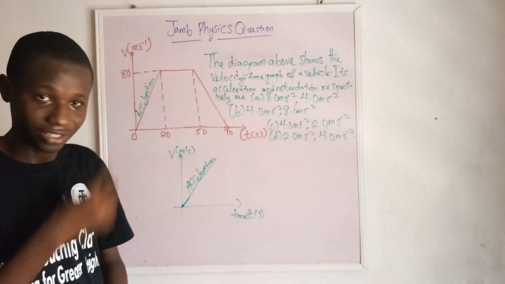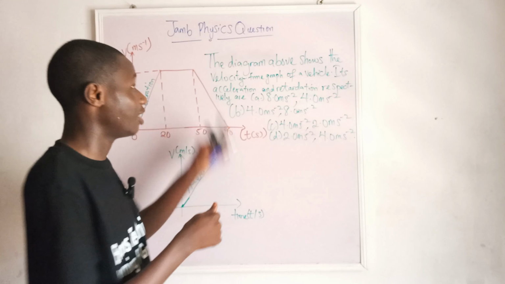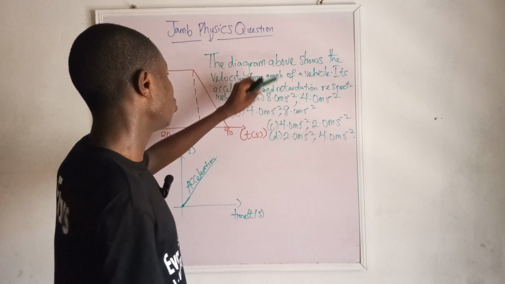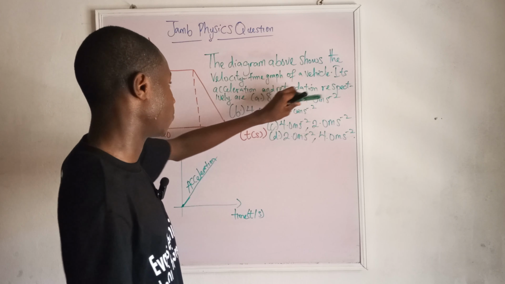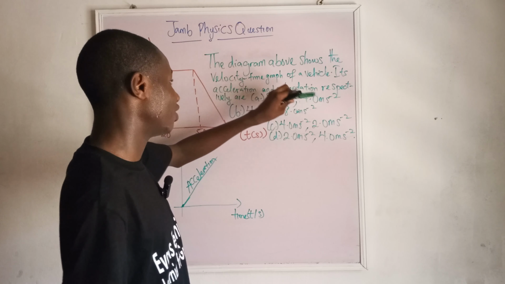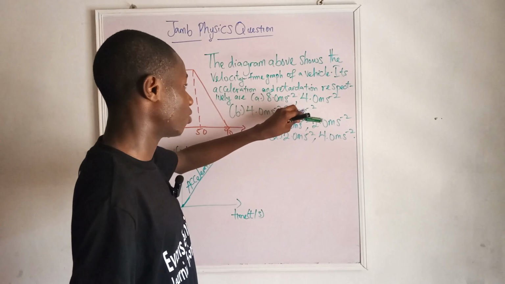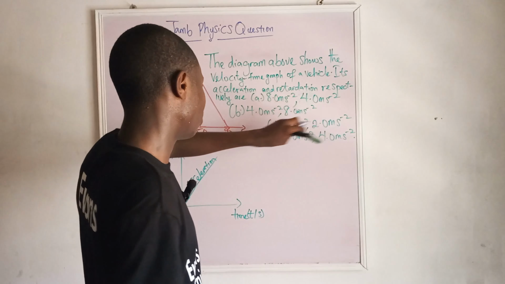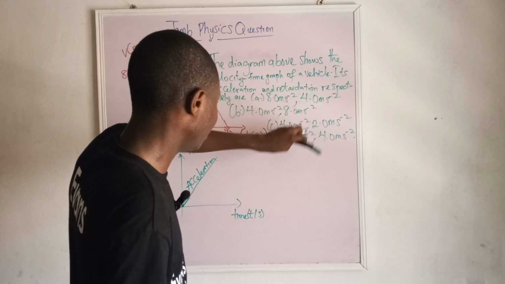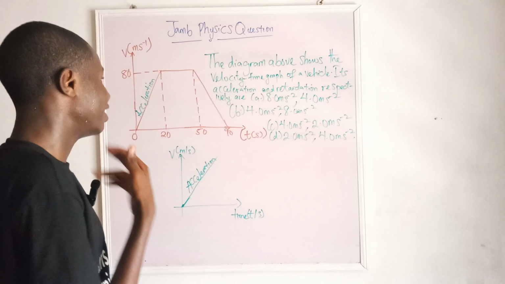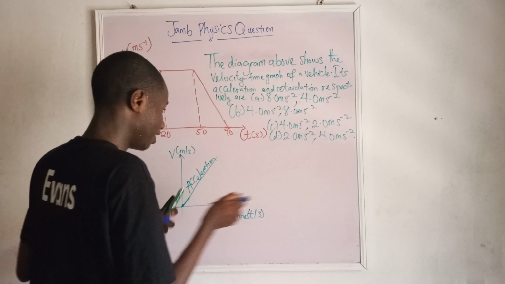Do you get that? That is acceleration. Now, this question is asking us two things. Let's read the question. This diagram shows the velocity time graph of a vehicle. Its acceleration and retardation respectively are: option A, 8.0 meters per second squared, 4.0 meters per second squared; 4.0, 8; 4, 2; 2, 4. Now, look at it. They're asking us to find what we call retardation.